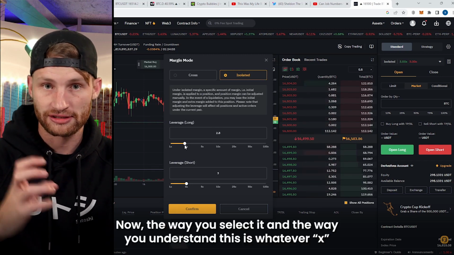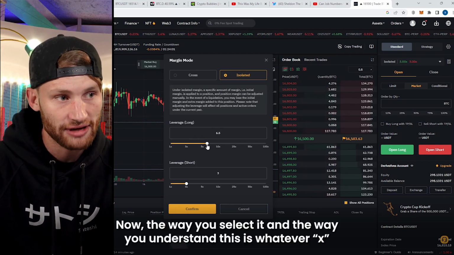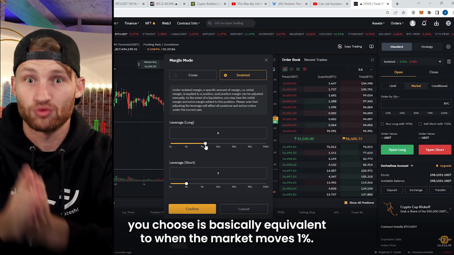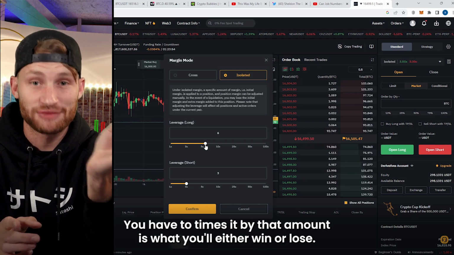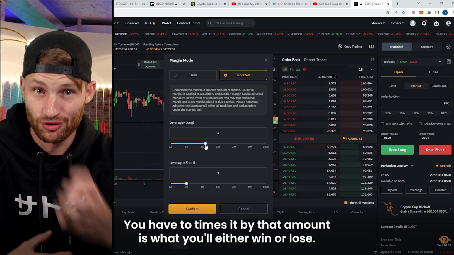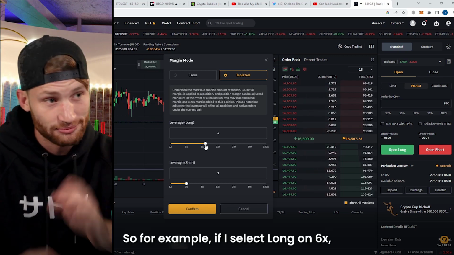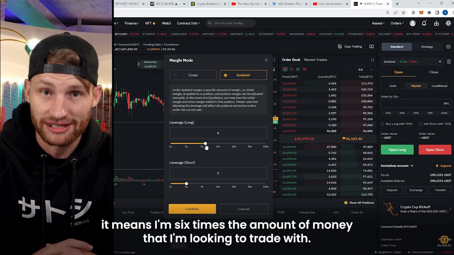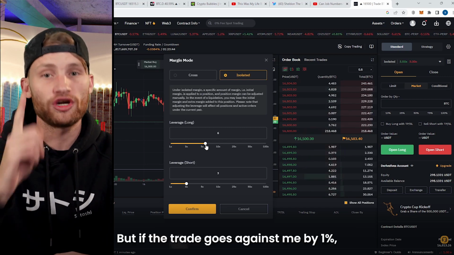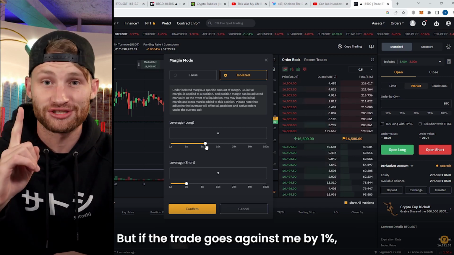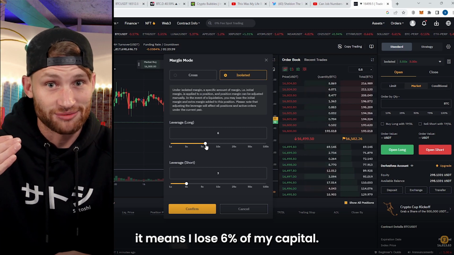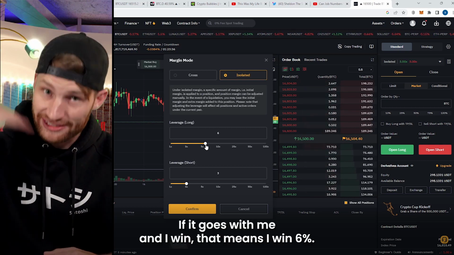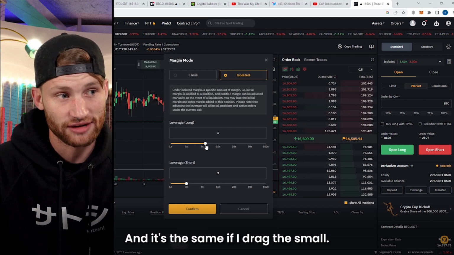Now, the way you select it and the way you understand this is whatever X you choose is basically equivalent to when the market moves 1%, you have to times it by that amount is what you'll either win or lose. So for example, if I select long on 6, it means I'm 6 timesing the amount of money that I'm looking to trade with. But if the trade goes against me by 1%, it means I lose 6% of my capital. If it goes with me and I win, it means I win 6%. And it's the same if I drag this more.